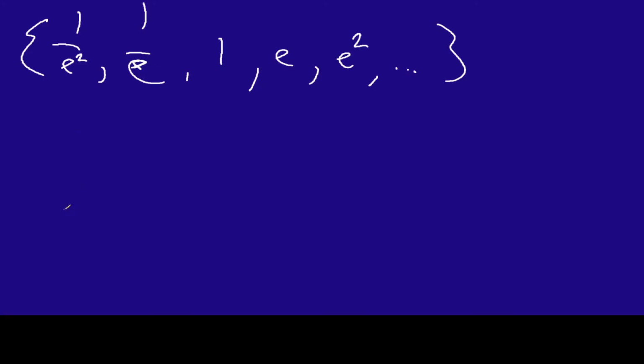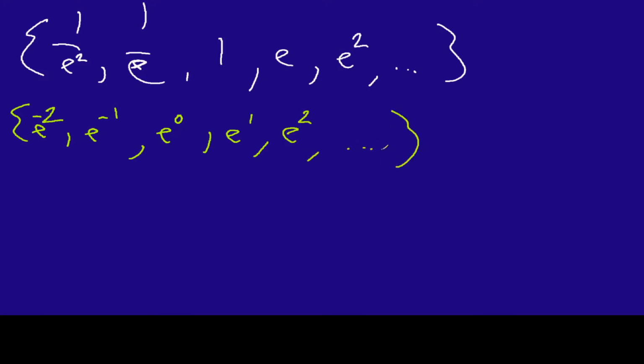So 1 over e squared, another way to write that would be e to the negative 2, excuse me. And then 1 over e would be the same as e to the negative 1. And then 1, well, that's e to the 0. Again, I didn't really have to deal with that one. And then e by itself, that's e to the 1. And then e squared is, of course, e squared again. And then I put out my ellipses, and then I'm closing out.